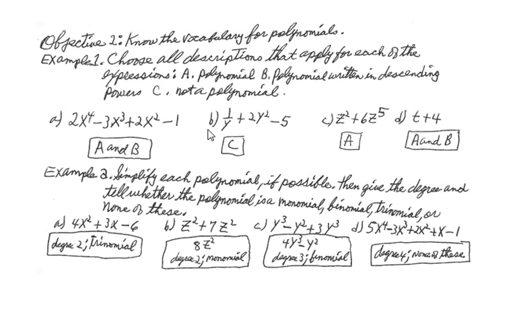Part B. We have 1 over y plus 2y squared minus 5. Notice in this case we only choose C because this is not a polynomial. The reason it's not a polynomial is if we rewrite the first term, it actually becomes y to the minus 1 power. And so in order for it to be a polynomial, all the exponents have to be non-negative integers.